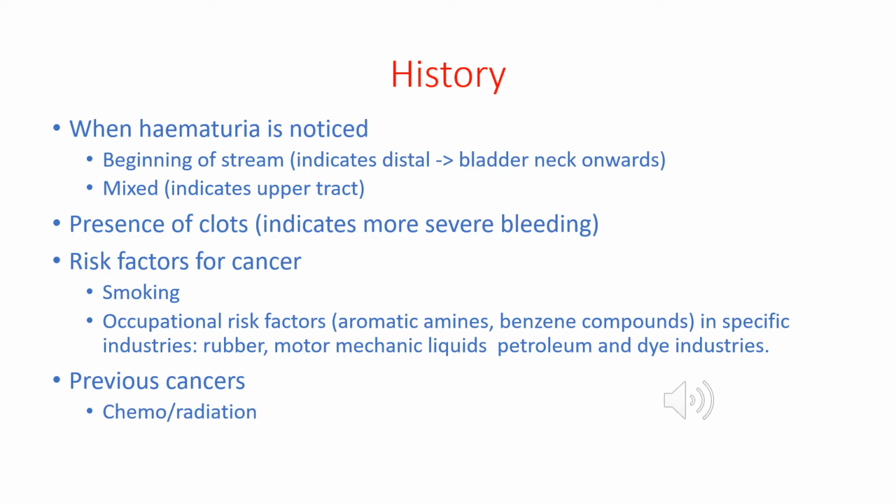You'd want to ask about risk factors, and there are two main risk factors you need to be aware of: smoking, which is a number one risk factor for bladder cancer, and occupational risk factors. This focuses on occupations where patients are exposed to aromatic amines and benzene compounds, as listed below. You also want to find out about previous cancers and any chemotherapeutic or radiation therapies they've been on.